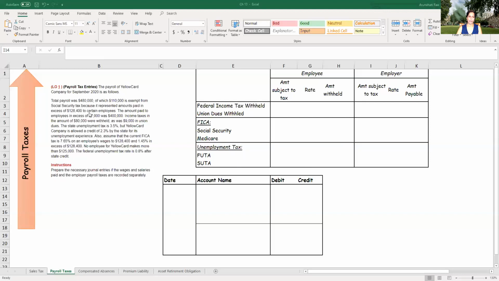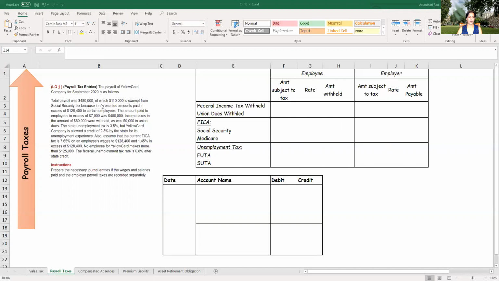So let's look at the details for this particular company, and we'll start writing this out over here so we understand which numbers are subject to a tax and which ones are not. So to start with, we have this company, and this is for the month of September. The payroll, the total amount is $480,000, which means when you're looking at the hours worked multiplied by the hourly rate, it works out to 480,000.